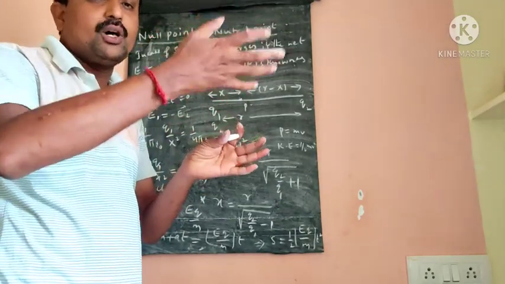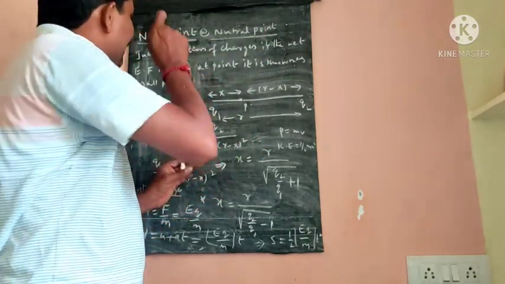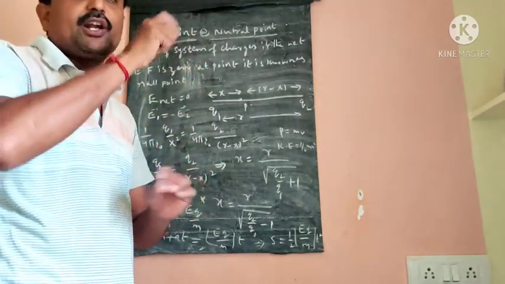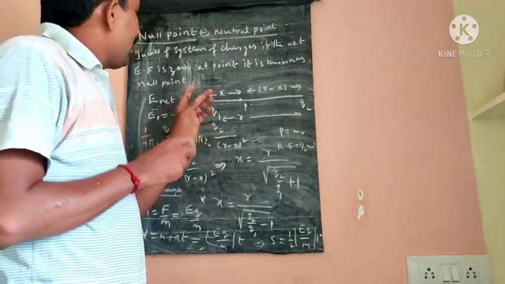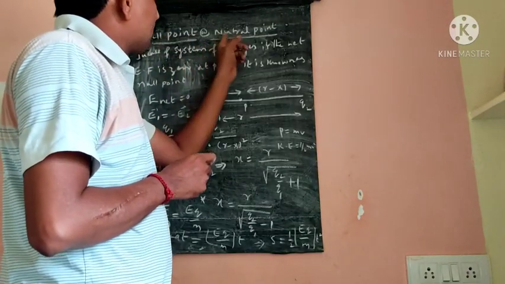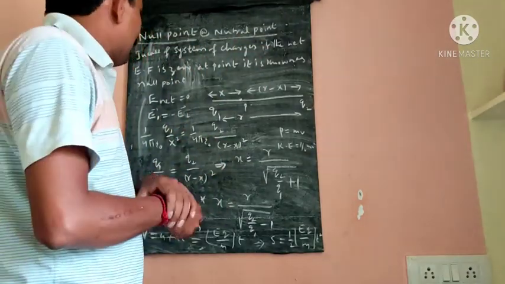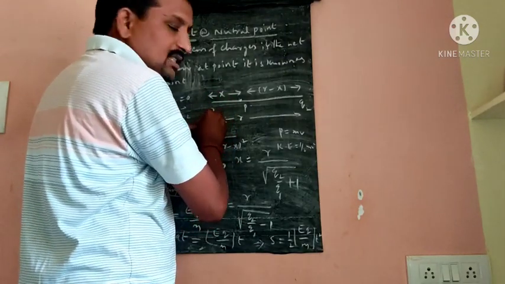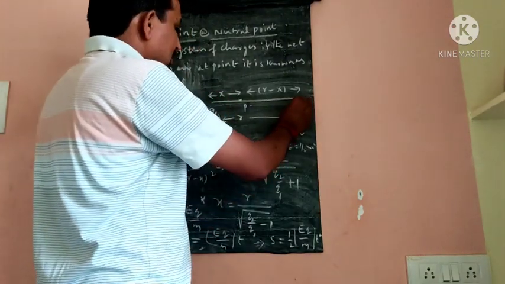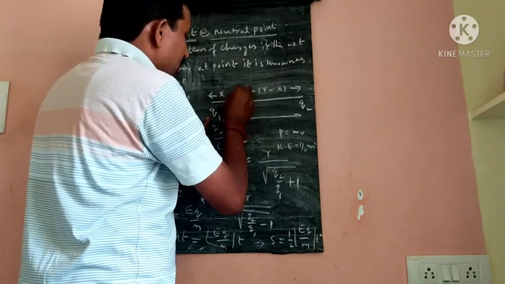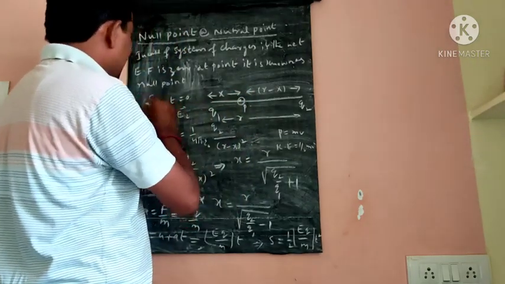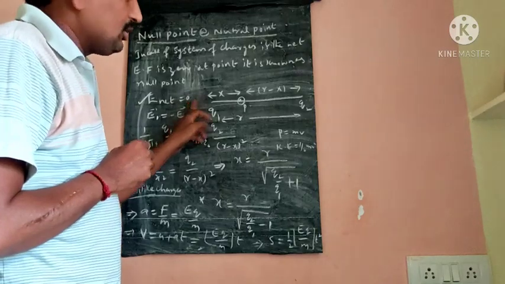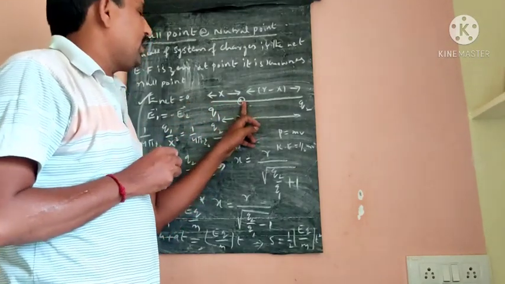So more than 2 or 3 charges. At one point the net electric field is zero. That point is said to be the null point, and it is also called the neutral point. Here consider 2 charges Q1 and Q2. At point P, the net electric field is zero. The point P is called a null point.